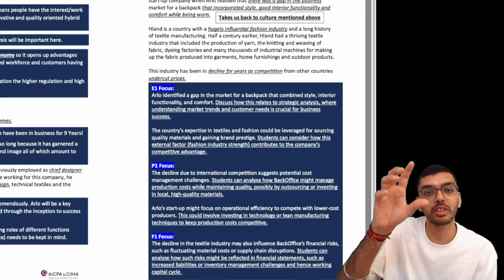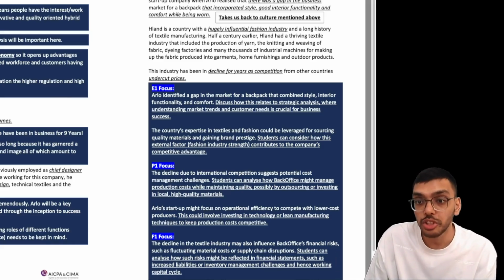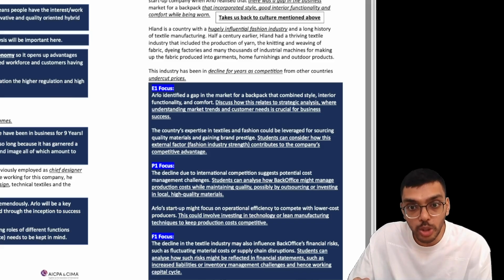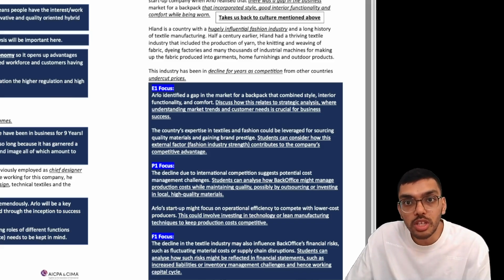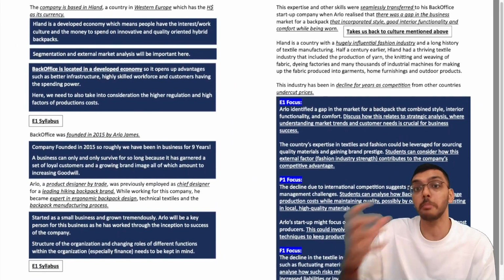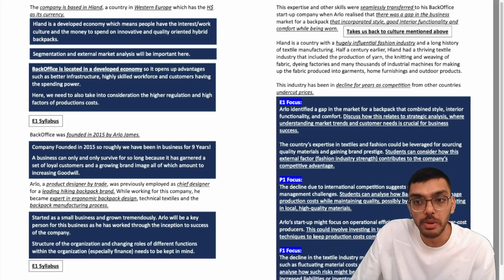And because there has been a decline in the textile industry, it will bring with it financial risks. Students can analyze how such risks might be reflected in the financial statements, such as increased liabilities. If we are not able to control our costs, our financials are going to take a toll. So by just going through this paragraph, a lot of E1, P1 and F1 eventuality comes up, which I have listed in this text box for you to read, but these are topics which I have spoken of already.